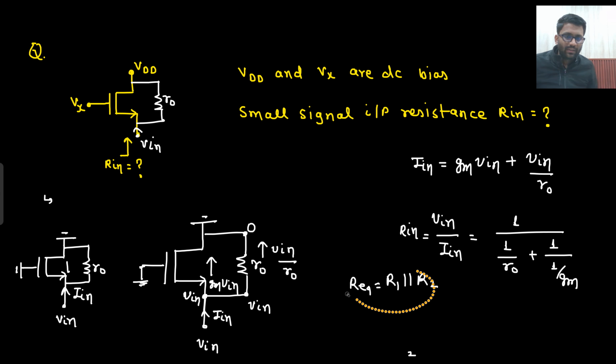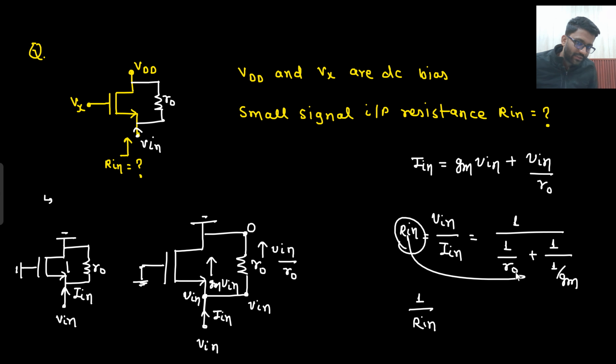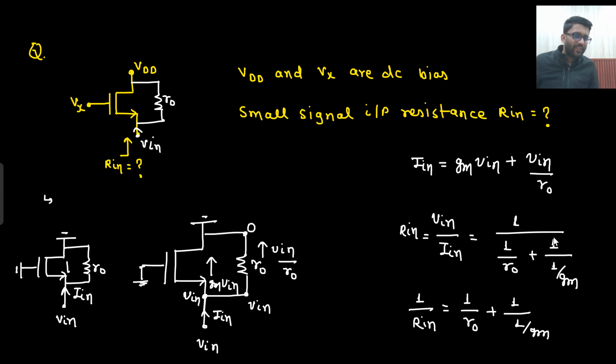Now let me know one thing. This is your R in. If I write down 1 by R in, that means R in goes here and this thing goes here. So 1 by R in will be equal to 1 by R naught plus 1 by gm. Because here there was gm, so I am writing 1 by gm. So what is your R in? R in is equal to 1 by gm parallel with R naught. Say yes or no. This is the answer.